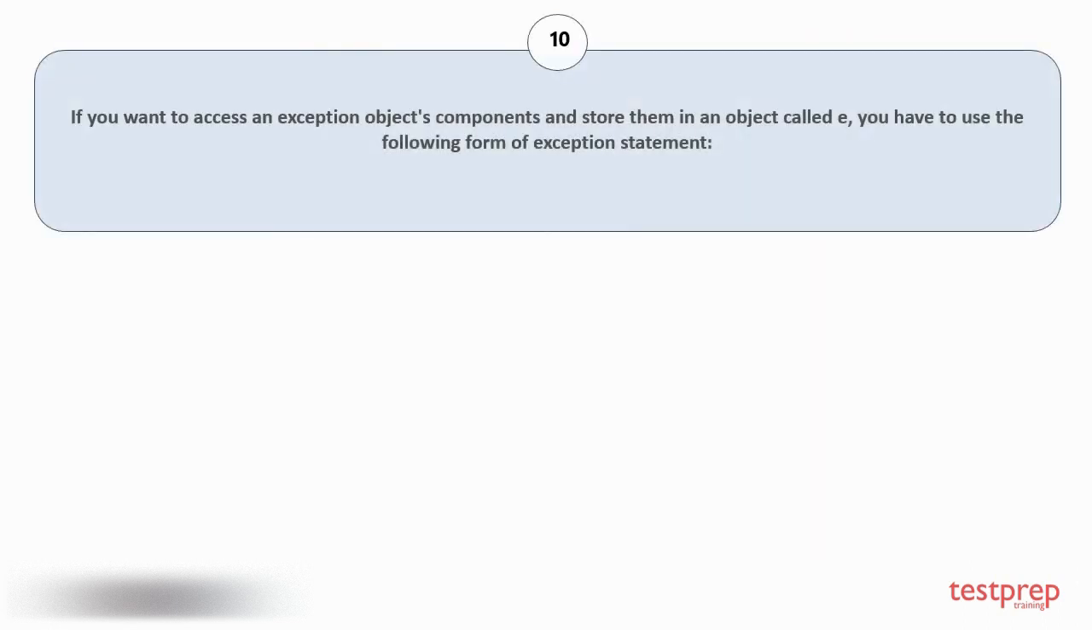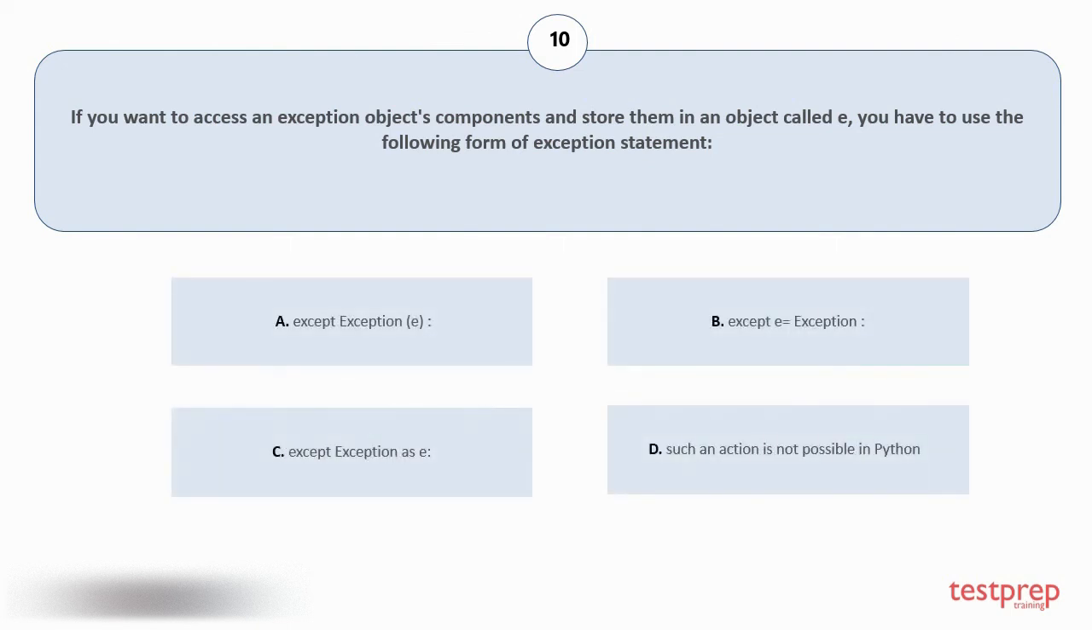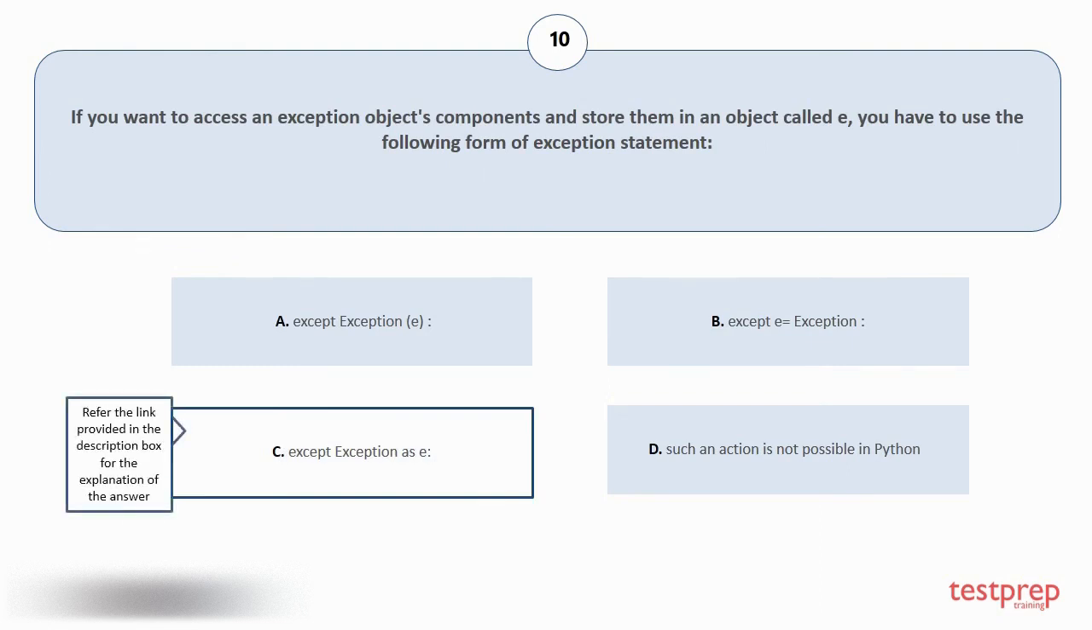Question number 10, if you want to access an exception object's components, and store them in an object called E, you have to use the following form of exception statement. Your options are. The correct answer is, option C.